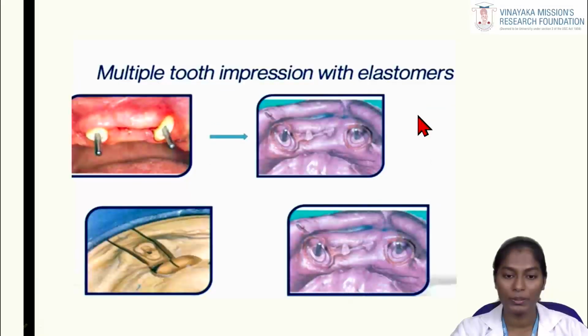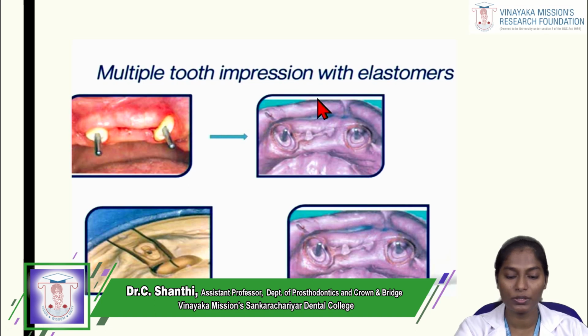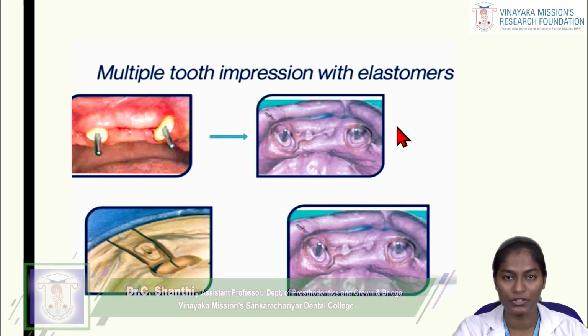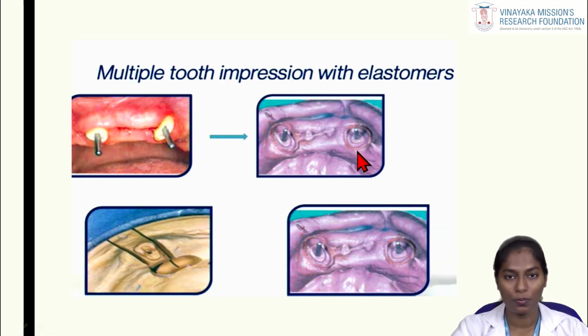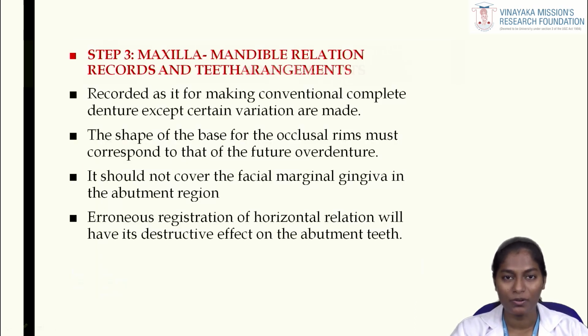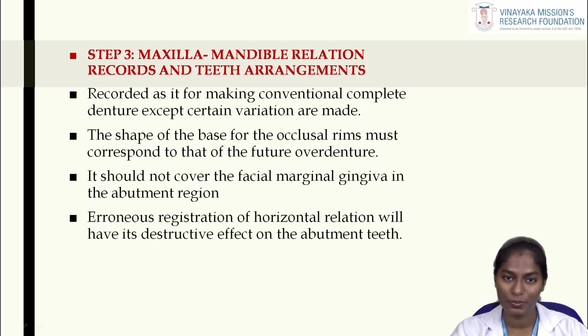In case of multiple teeth, the multiple tooth impressions are made with putty impressions. Then border molding and the secondary impression is made. All the rest of the steps follow our conventional complete denture procedures only.